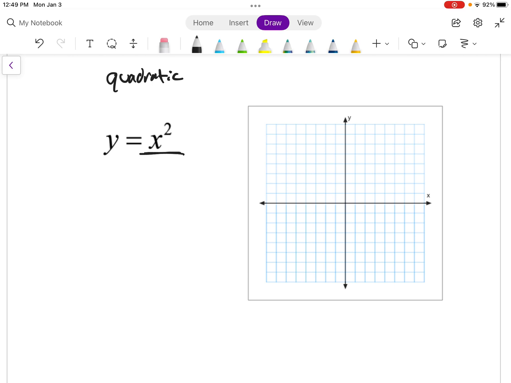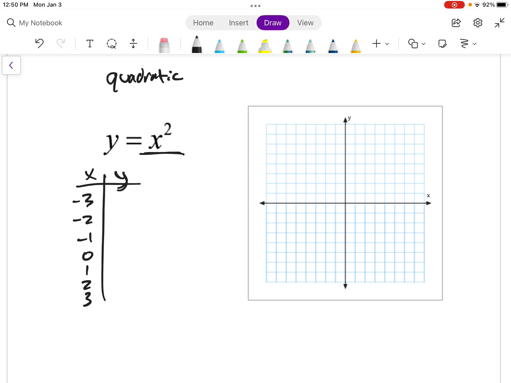So we want to find out what that looks like. We're just going to make a table to start with. So go ahead and make an XY table. And let's just plug some numbers in. Let's do both some negative and positive numbers. So let's go from like negative 3 to positive 3. Plug those in there. We'll get some points and see if we can figure out what this function looks like.